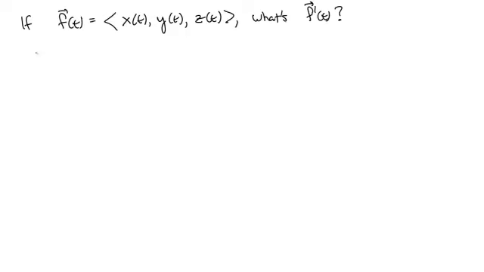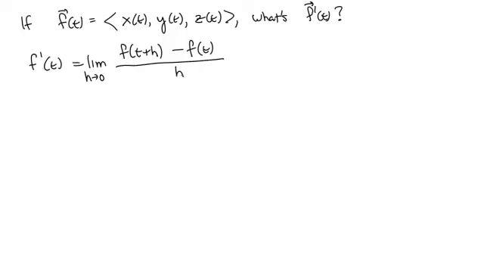Let's take a look at one of the most important limits from Calc 1, the derivative. So if f of t is a vector-valued function, what's f prime of t? Well, remember the definition for derivative in Calc 1. It was the limit as h tends to 0 of f of t plus h minus f of t over h. Well, we could steal that and apply it to vector-valued functions. Does such a thing make sense?